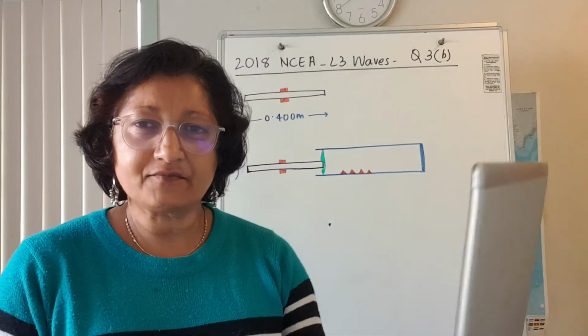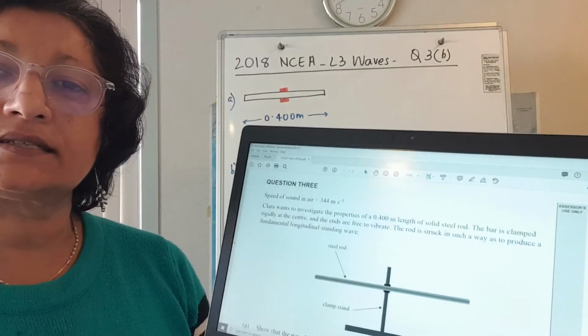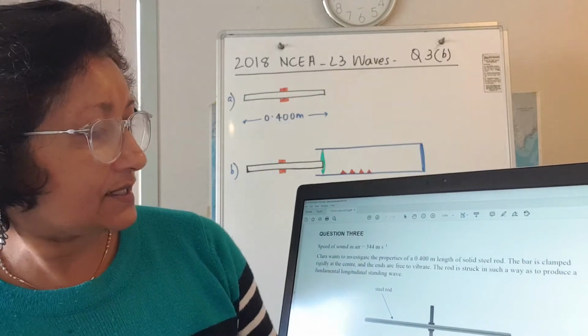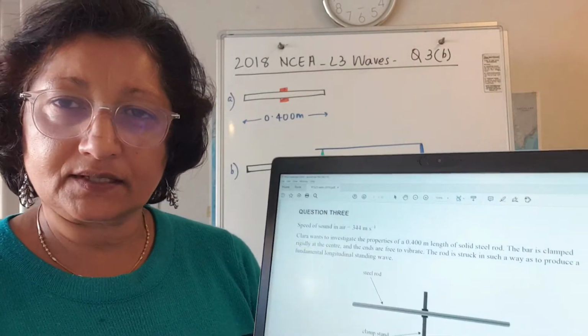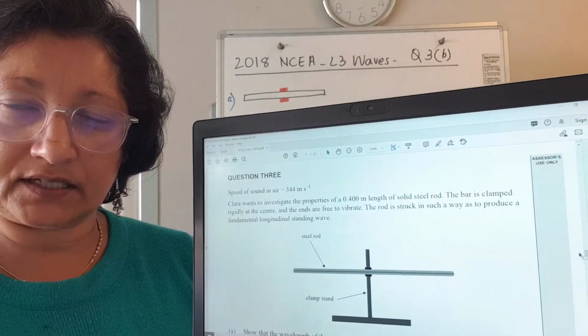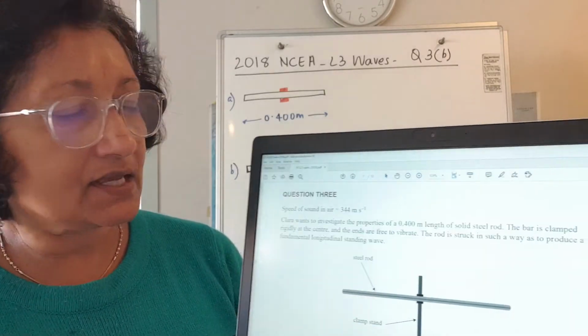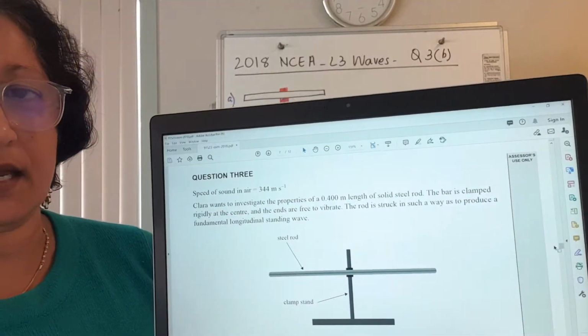Hi everybody, I'm just going through this NCEA 2018 Waves paper, and this is question 3. I've had a request to answer question 3B, so I'll just show you what the question is.